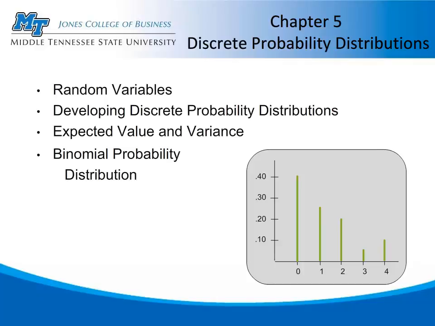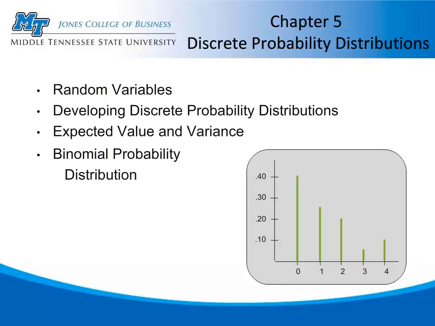A random variable is a variable that's associated with probability values. A variable is just an entity that can take on different values, but the different values, or the range of values if it's continuous, is associated with probabilities. We're going to deal with the discrete case in this presentation. When we get into Chapter 6, we're going to deal with the continuous case, which is the normal.